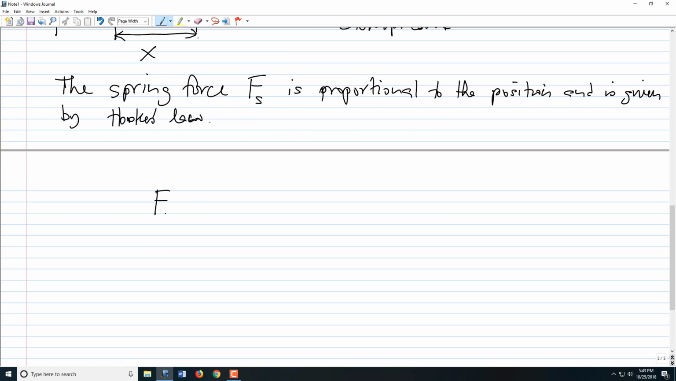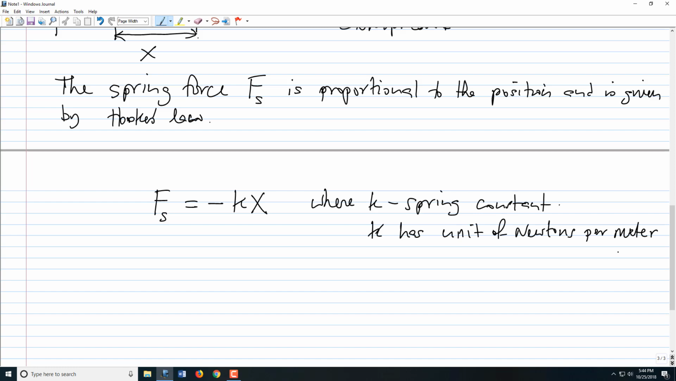So Hooke's law tells us the spring force F subscript x is equal to minus k times x, where k is the spring constant for the particular spring. The spring constant has units of newtons per meter. Fs is also called a restoring force because it is always directed opposite to the displacement of the block, and it's directed toward the equilibrium position.